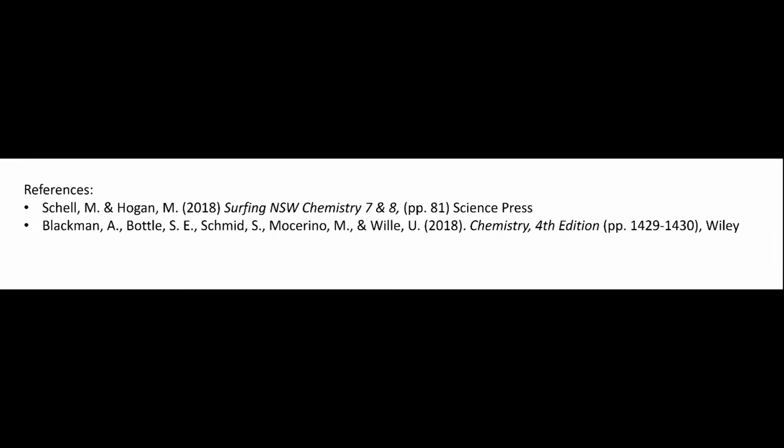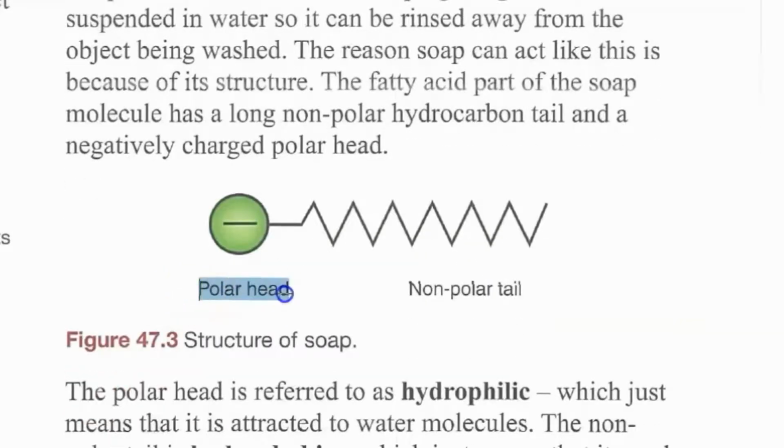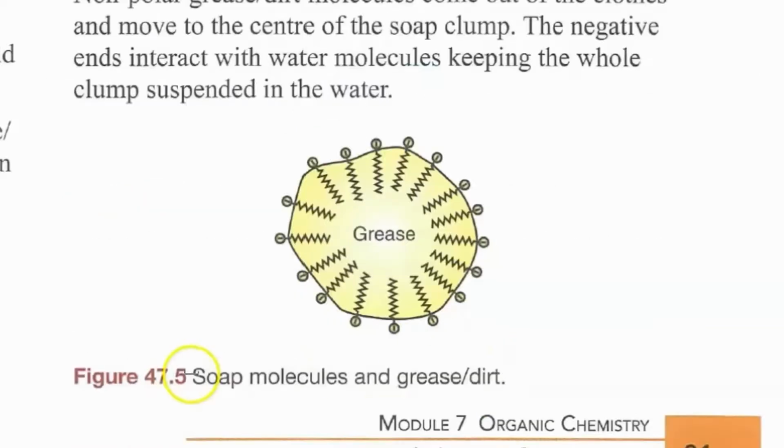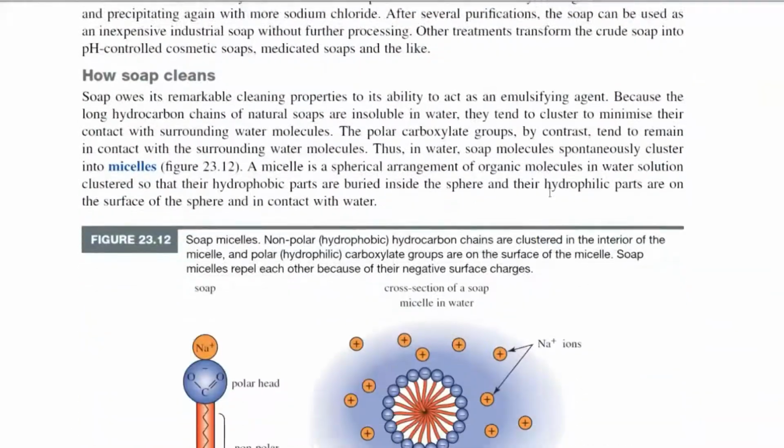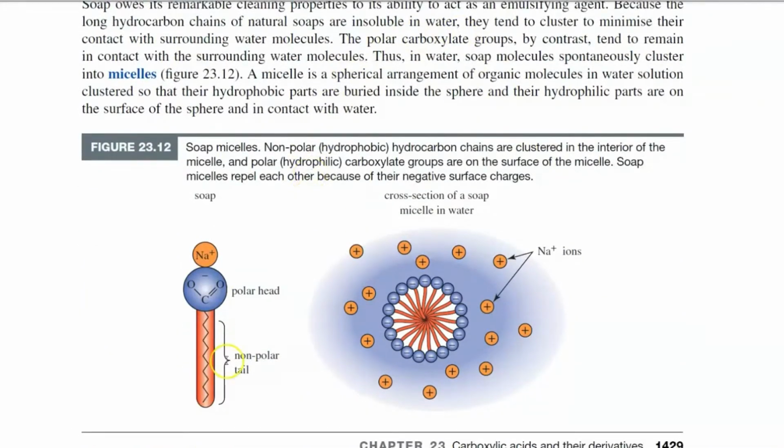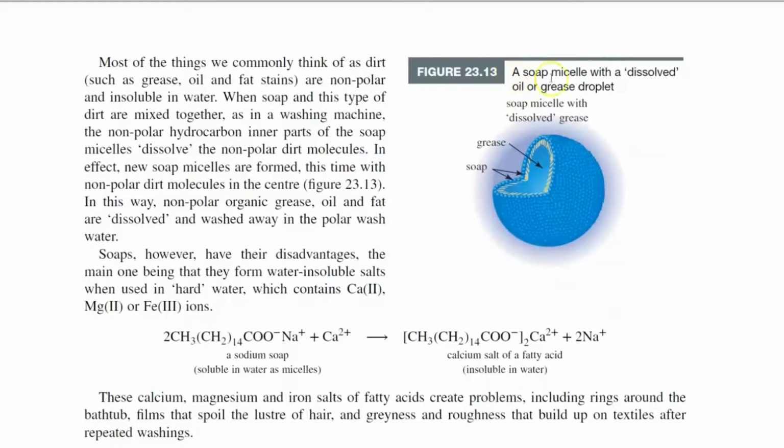Here are the references that were used for this video. In Surfing New South Wales Chemistry 7 and 8 by Schell and Hogan, we see the general structure of the soap anion visualized, as well as the arrangement of these anions surrounding the grease or oil droplets. In Chemistry 4th edition by Blackman et al., the general structure is a bit more explicit and includes the countercation in the diagram, and also shows grease or oil surrounded by soap anions in a more 3-dimensional fashion.